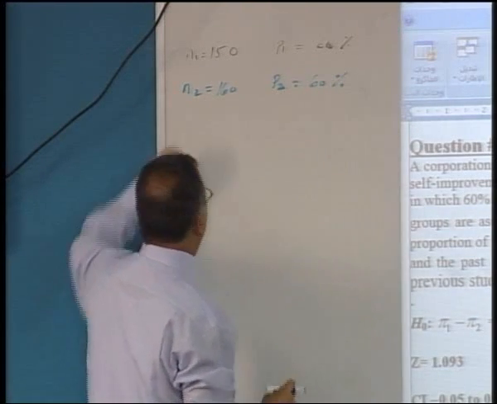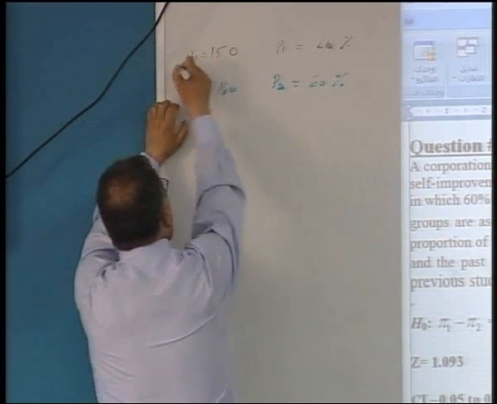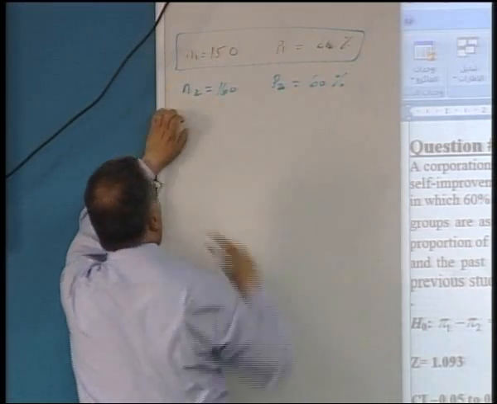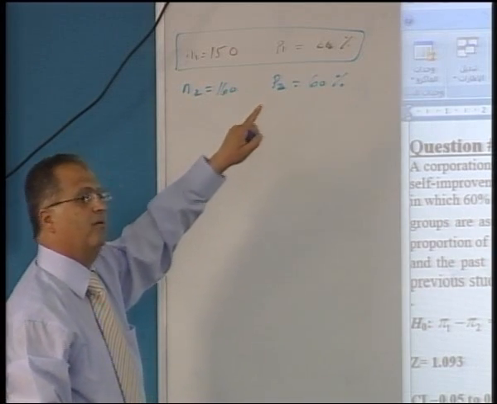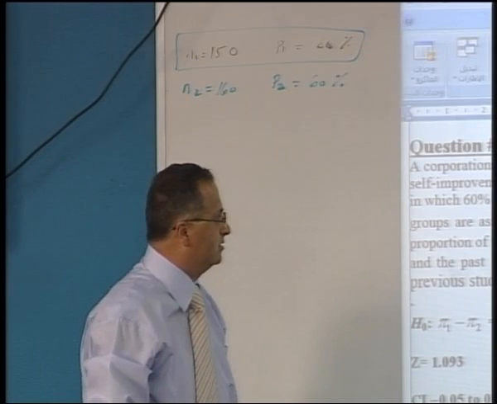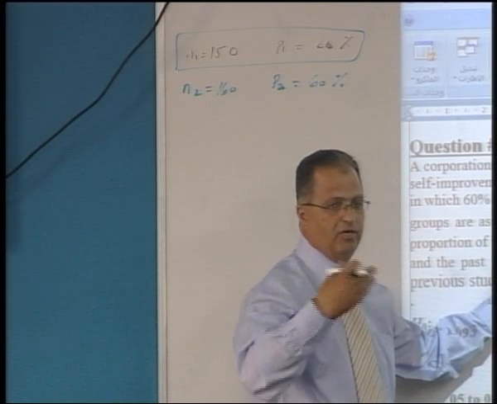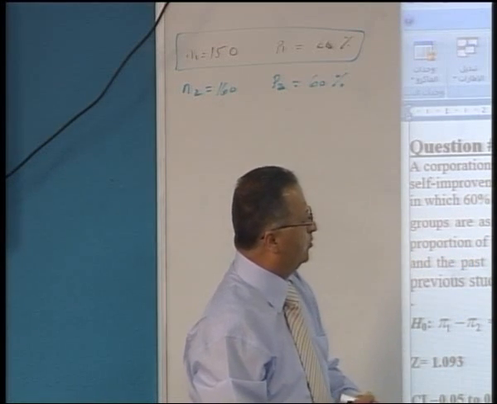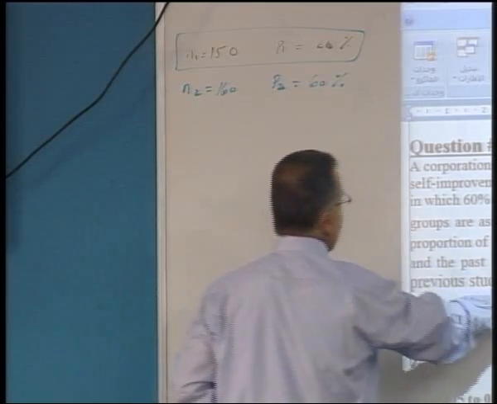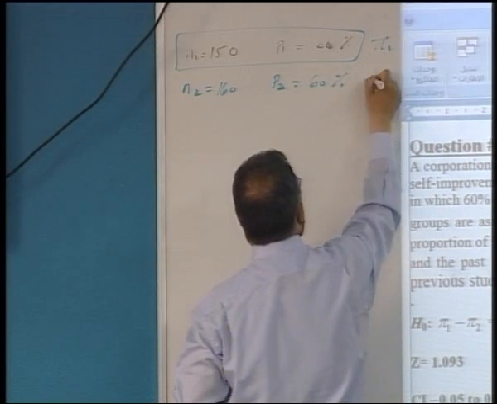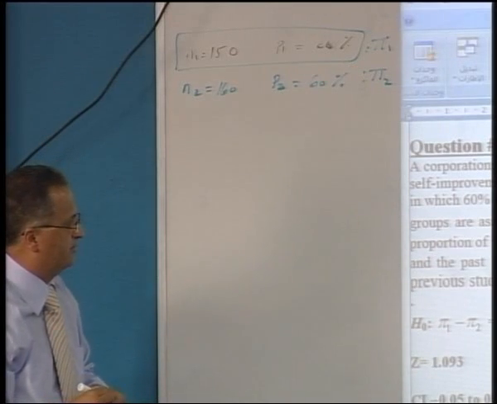So we have two pieces of information, about the previous study and the current one. Currently, the sample size was 150 with the proportion 66% for the people who would like to take this course. Let pi 1 and pi 2 represent the true proportion, meaning the population proportion, of workers who would like to attend a self-improvement course in the recent study and the past study respectively. So recent is pi 1 and pi 2 is the previous study.